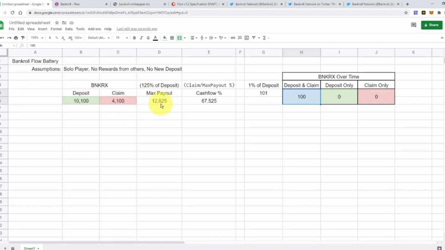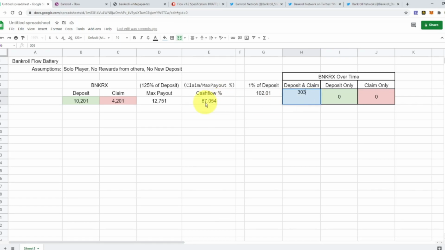My max payout increased because it's 125% of the deposit. And you'll see that the cash flow battery went from 68% down to 67.5%. And your new 1% of the deposit is 101. Now let's just say you rolled for an extra day. Cash flow went from 67.5 to 67.05.